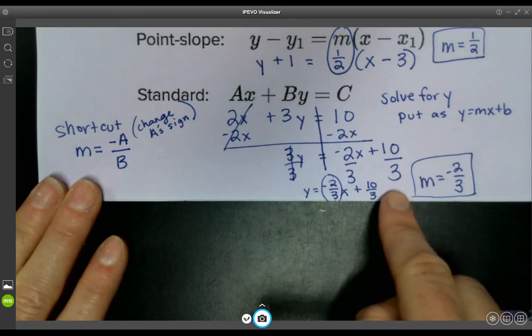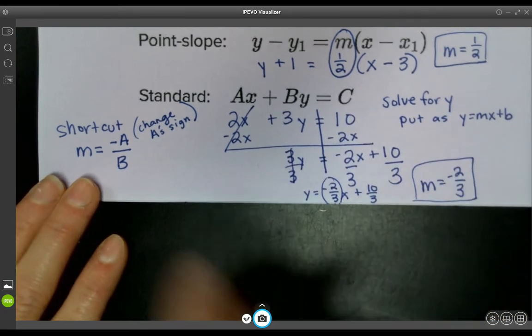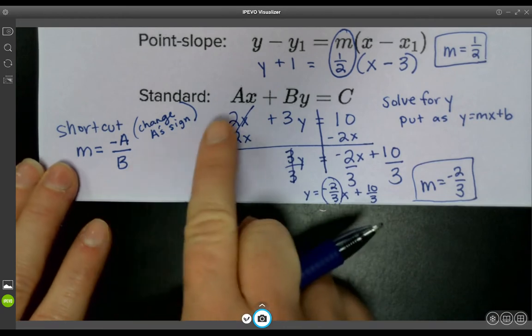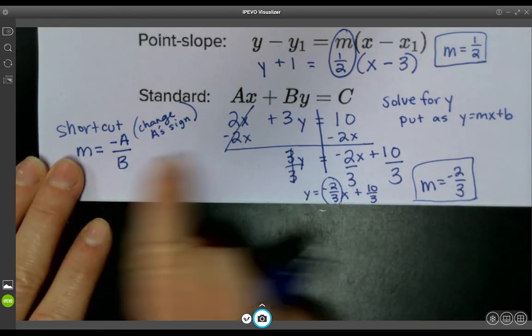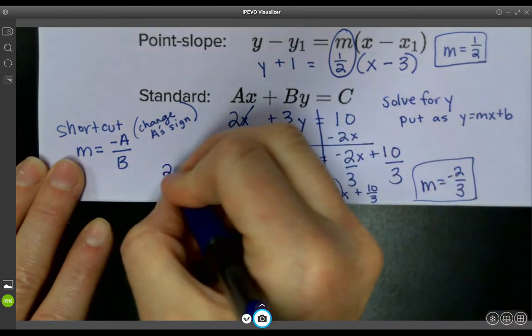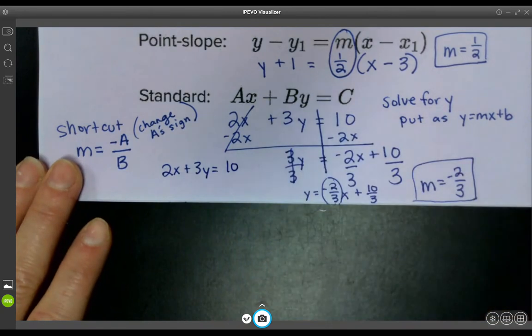10 divided by 3 would be 3.3 repeating. That's why. So we really don't want to deal with repeating decimals. So I just left it. That's a good question. So if we want to find our slope just by looking at our standard form, this is how you'd find it. Negative a over b. So look at our original problem. 2x plus 3y equals 10.